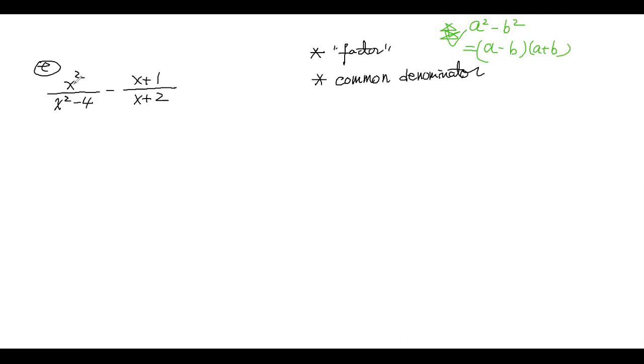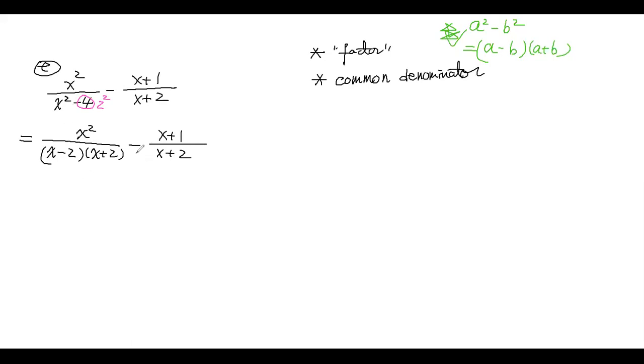Okay, so now let's take a look. First, let's simplify. What is x squared minus 4 here? Remember, 4 is equal to 2 squared, so it's x squared minus 2 squared. So I can use the a squared minus b squared formula, and this is x minus 2 times x plus 2. Then minus, this is x plus 1 over x plus 2. Now we need to find the common denominator.